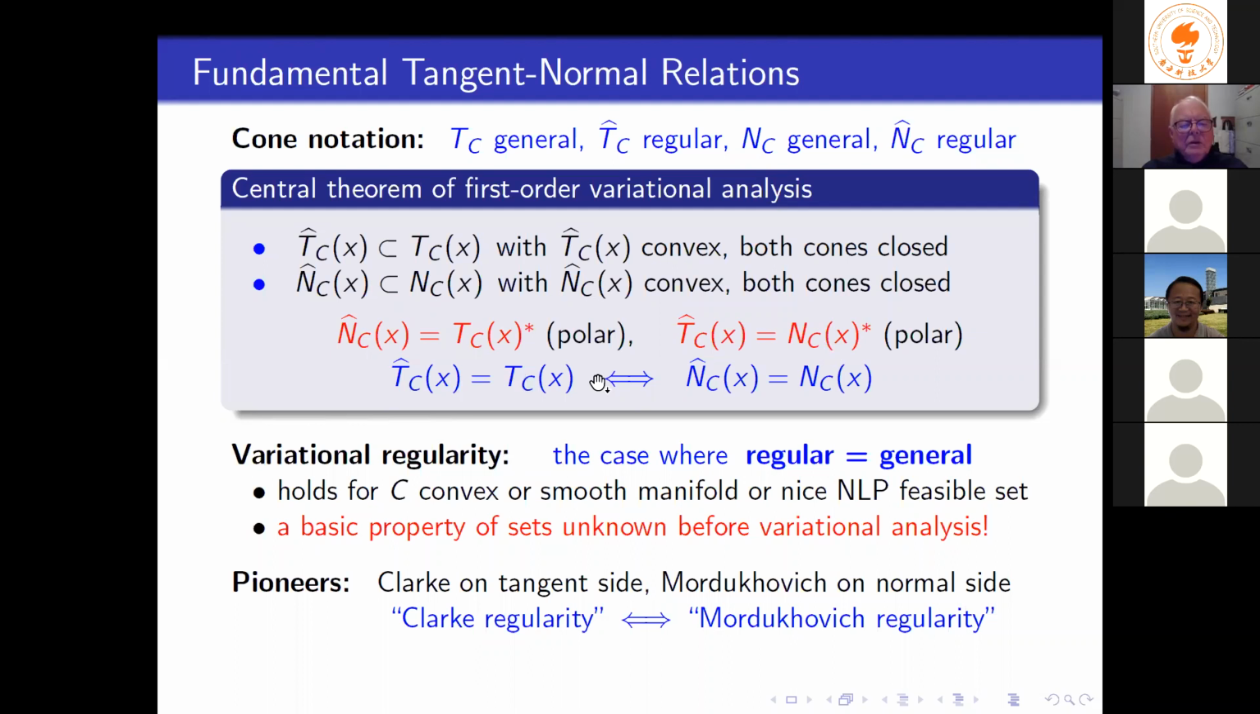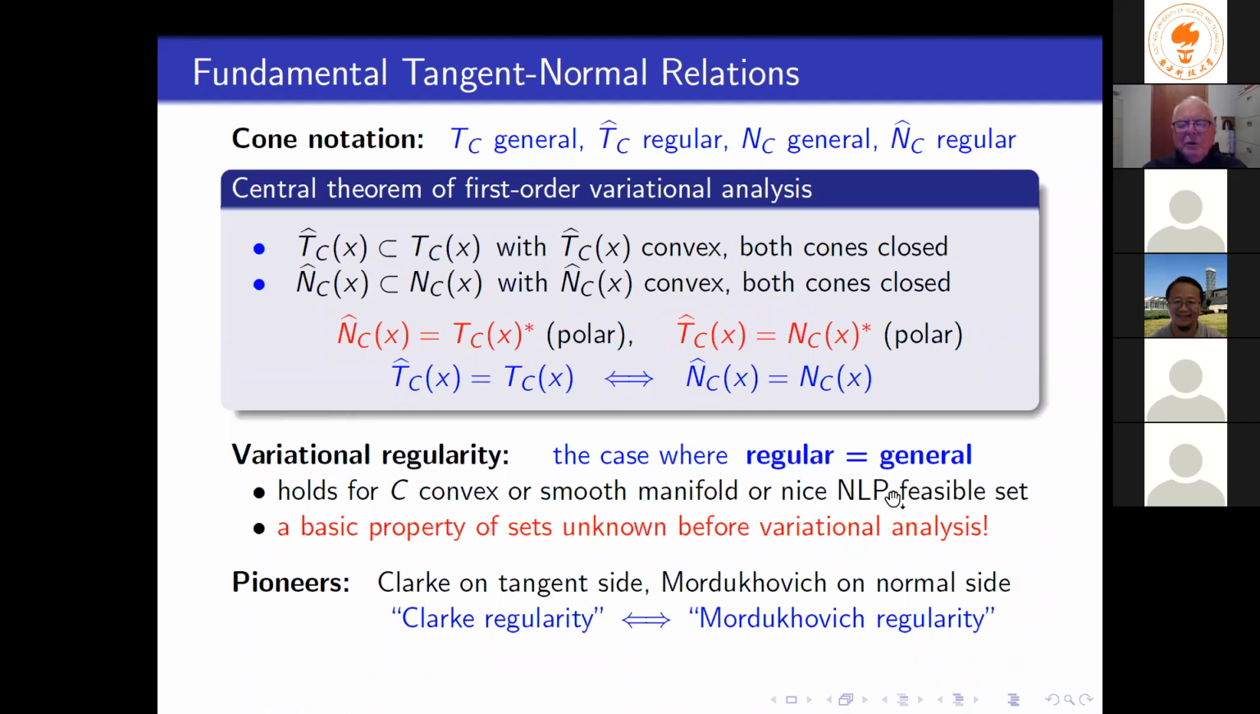And moreover, and maybe this follows from that, the two tangent cones are equal if and only if the two normal cones are equal. That is the case that is variational regularity. And it holds for lots of sets that are of great importance: convex sets, smooth manifolds, nice feasible sets of nonlinear programming. But it doesn't hold for all sets, and that's necessary.